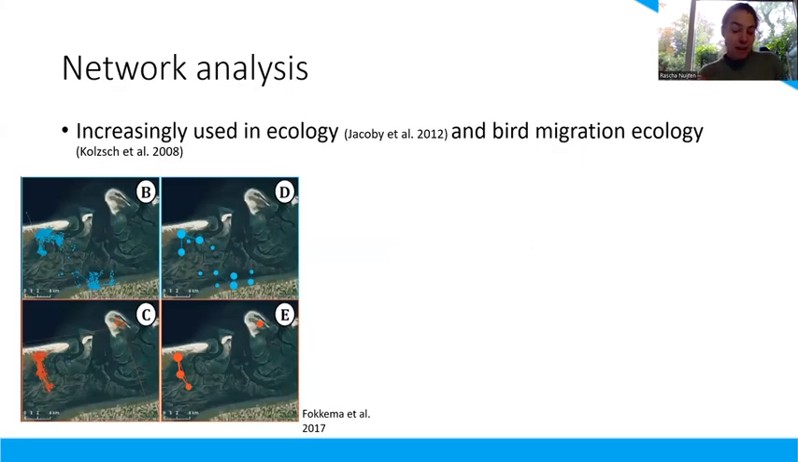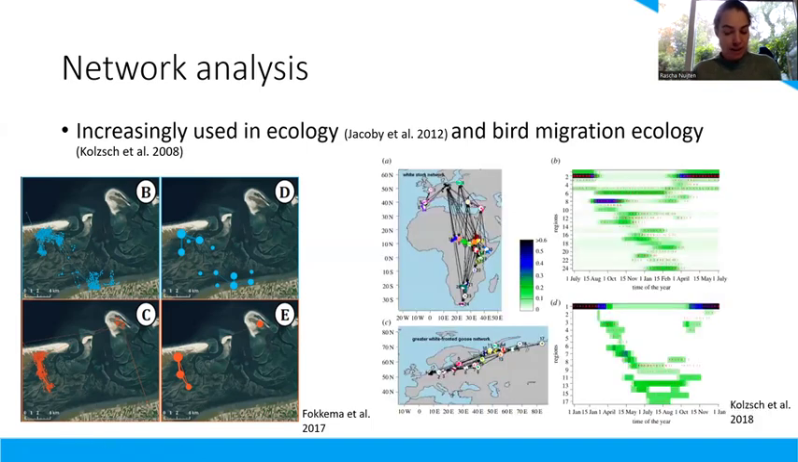Ecological network analysis is used increasingly in bird migration ecology. Here you see examples by Fokkema et al. on the left, who aim to identify the usage of the Wadden Sea by brent geese, and on the right, the migratory route of white storks that is structured based on a network analysis by Kölzsch et al.